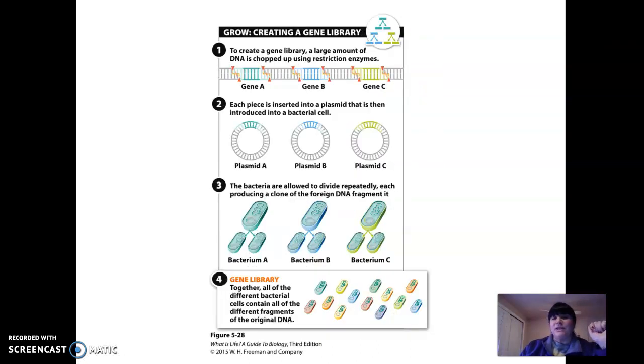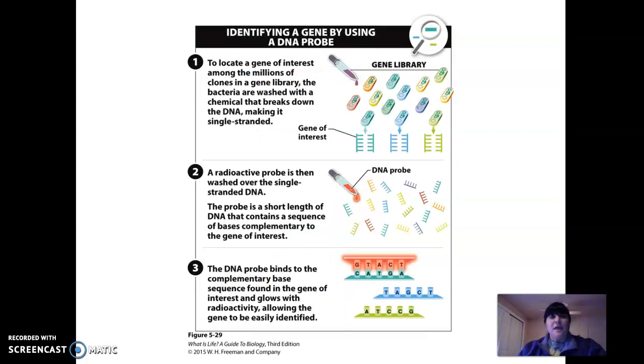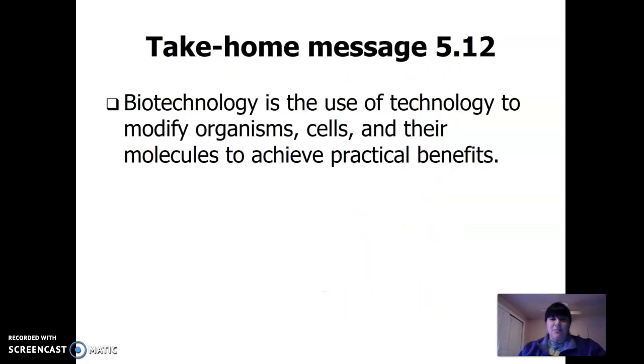It says creating a gene library. Yes, we have different bacteria with different genes of interest. Identifying using a DNA probe.